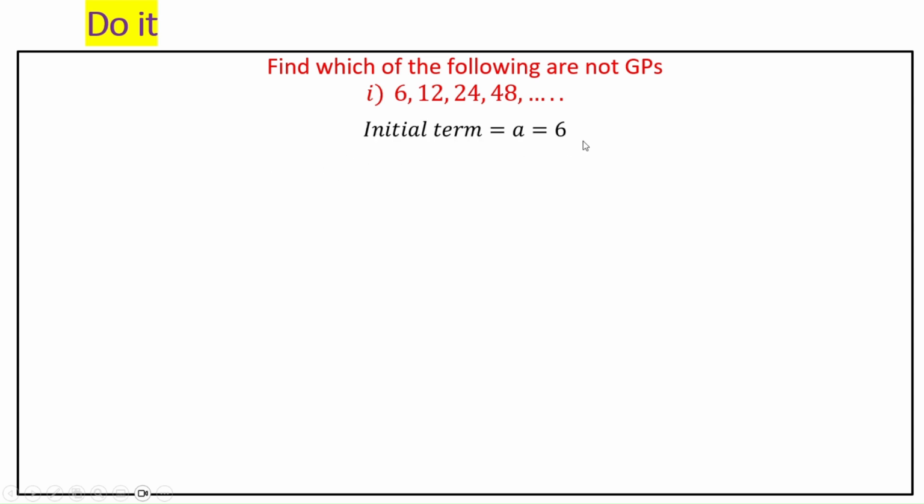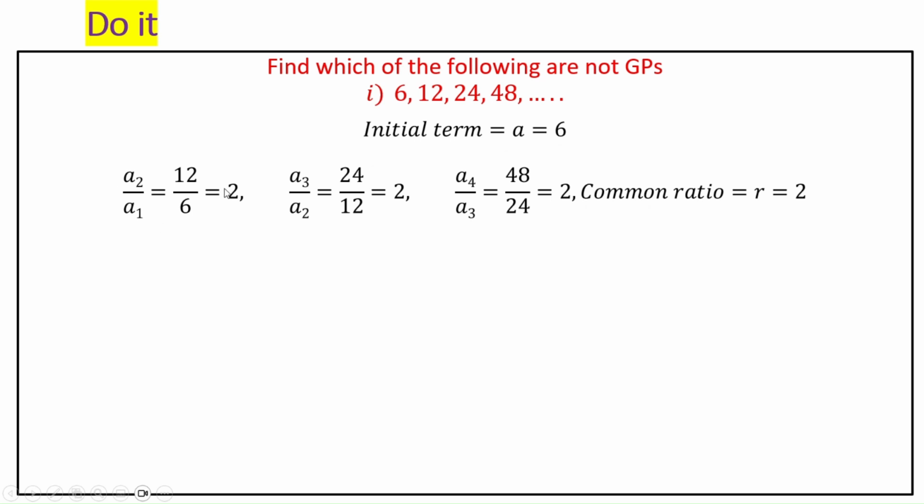So here the initial term is 6. a2 by a1 is equal to 2, a3 by a2 is also 2, a4 by a3 is also 2, which means you have a constant ratio, so the common ratio is 2. So this series is in geometric progression. Okay, we are looking for which are not in GPs.